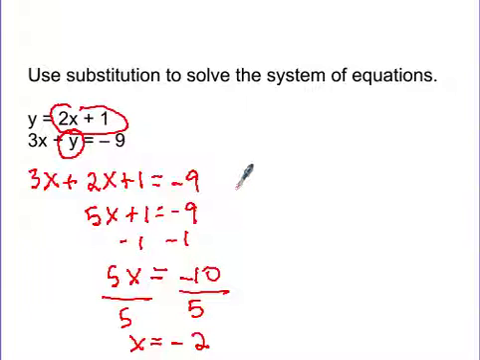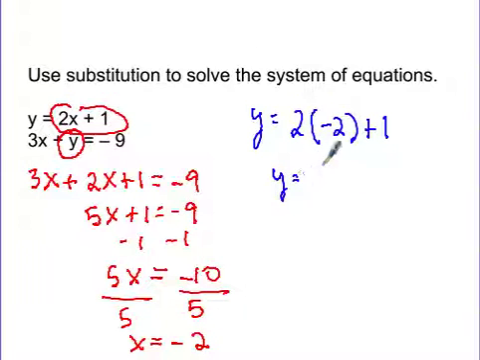Now am I done? No. What else do I need to do now? I know what x is, but now what do I need to do? Substitute x into either one of these equations. Doesn't matter which one, whichever one looks easiest. I think the top one looks easiest here, so I'm going to do that. And I'll switch colors here. y equals 2 times negative 2 plus 1. So y equals negative 4 plus 1, which means y equals negative 3.